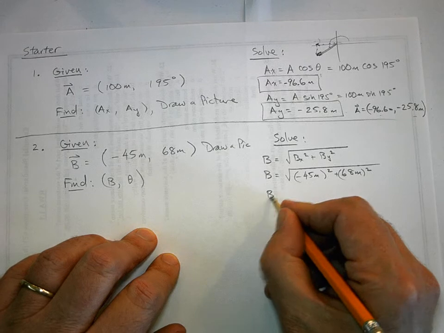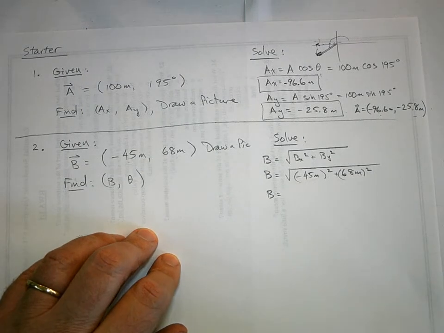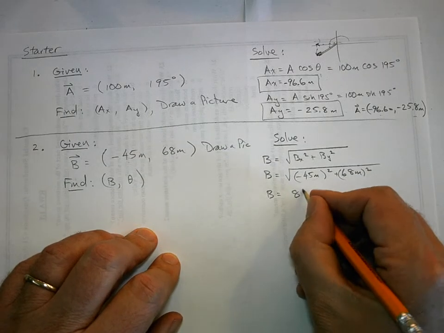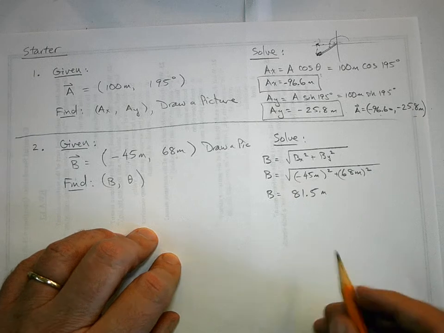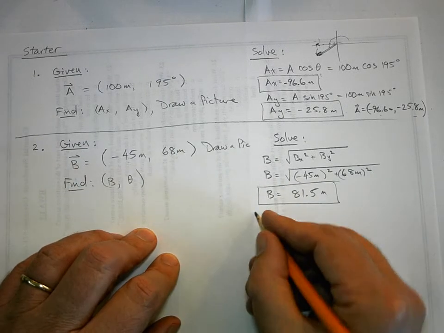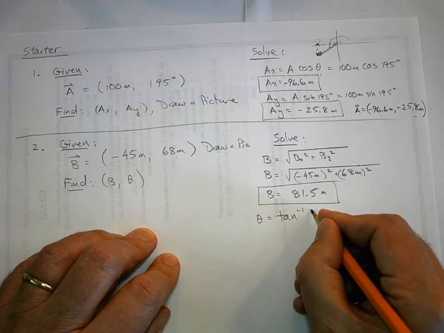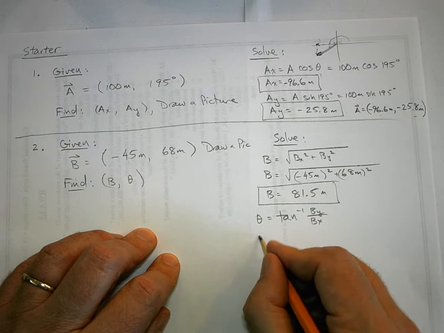What'd you get for B? 81.5? Okay, a little bigger than I thought, but still, 81.5 meters. Everybody agree with that? Okay, so that's how big the vector is. That's its magnitude. Now let's figure out what its direction is. Theta equals the inverse tangent of B_y over B_x.